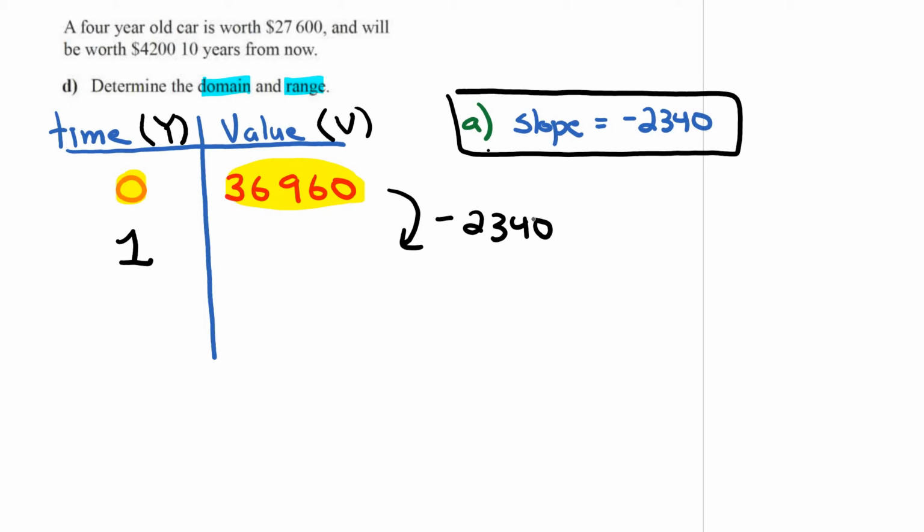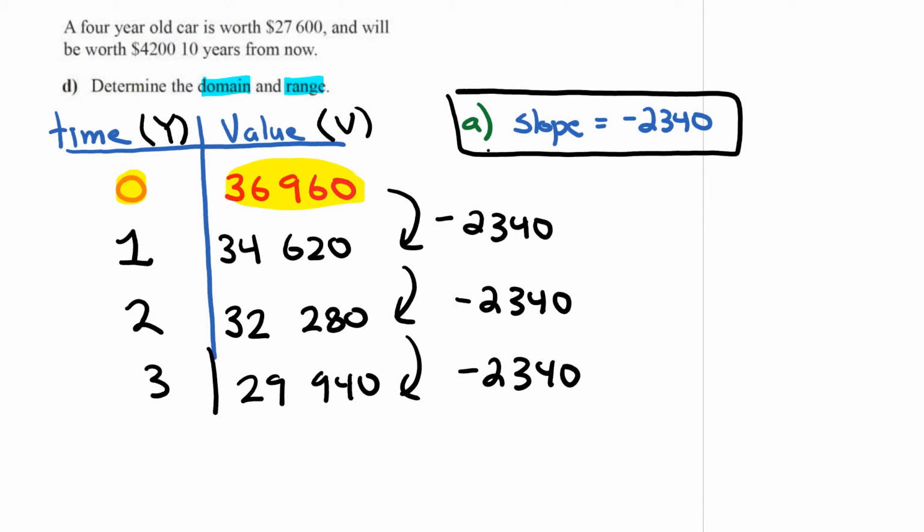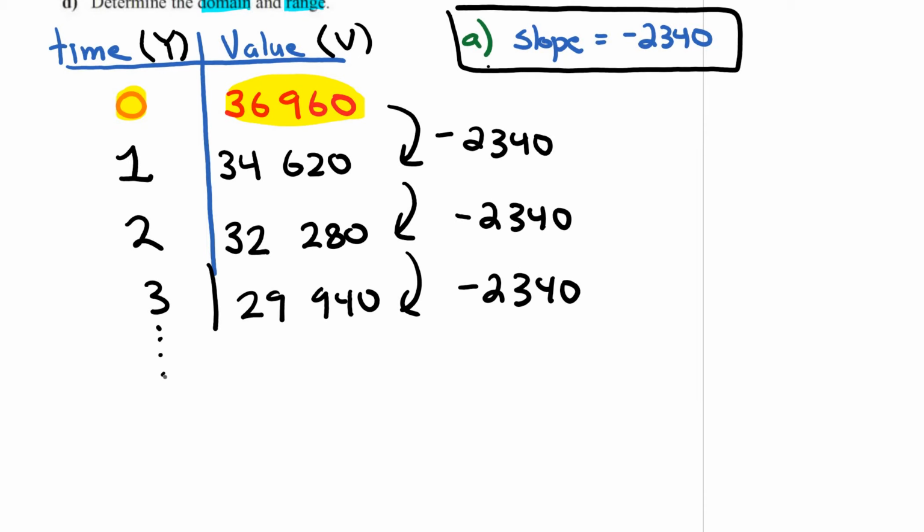Okay, so after 1 year, the car will depreciate in value, and we're going to subtract $2,340. So after 1 year, the car is now worth $34,620. Then after 2 years of driving, the car is going to once again depreciate, and we're going to lose another $2,340. And now the car is worth $32,280. And after 3 years, let's just go ahead and subtract another $2,340. Then after 3 years, the car is worth $29,940. Okay, so obviously I can keep on going forever.